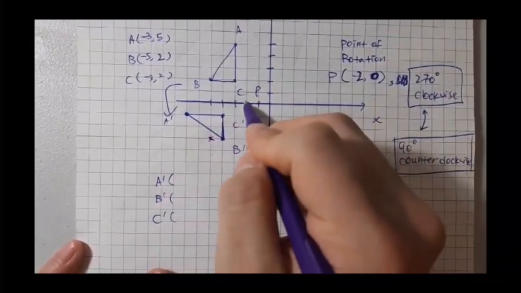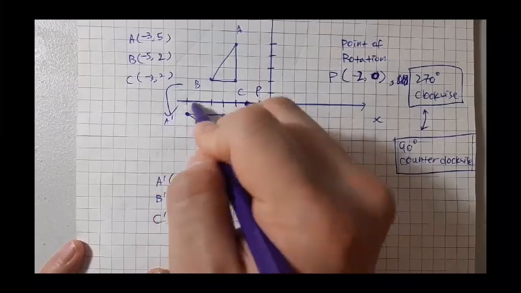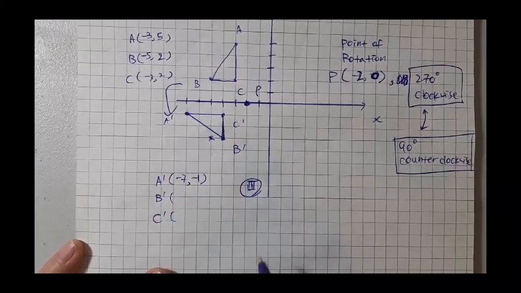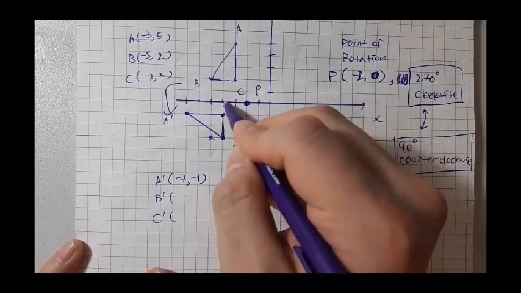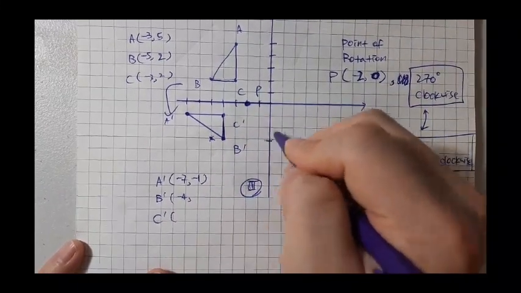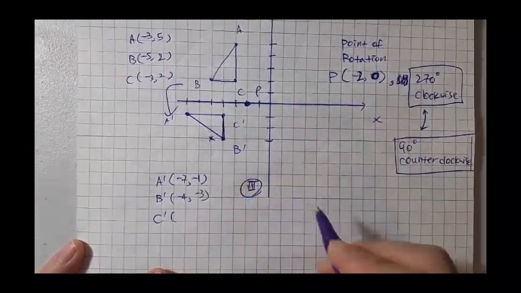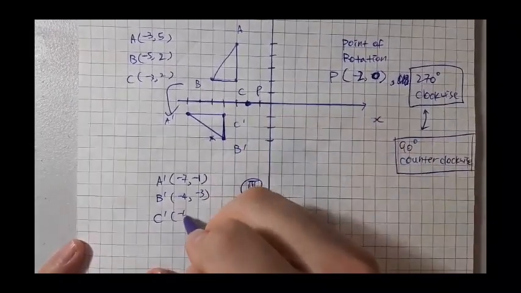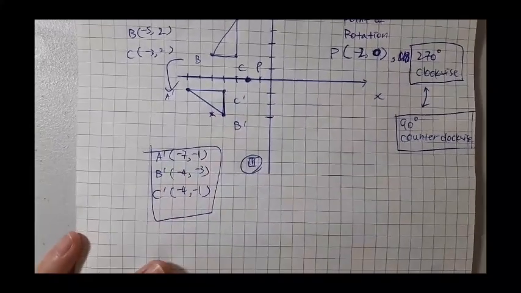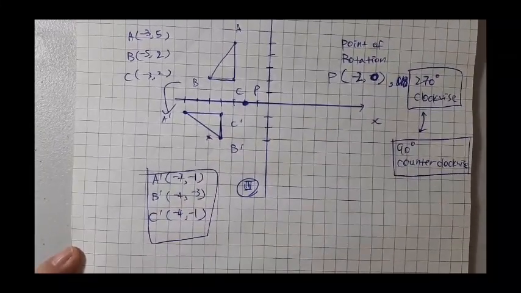A is 1, 2, 3, 4, 5, 6, 7 to the left and 1 to the down, so negative 7 and negative 1. B is 1, 2, 3, 4 to the left and 1, 2, 3 to the down, so negative 4 and negative 3. C is located 1, 2, 3, 4 to the left and 1 to the down. That's my final answer for both situations.